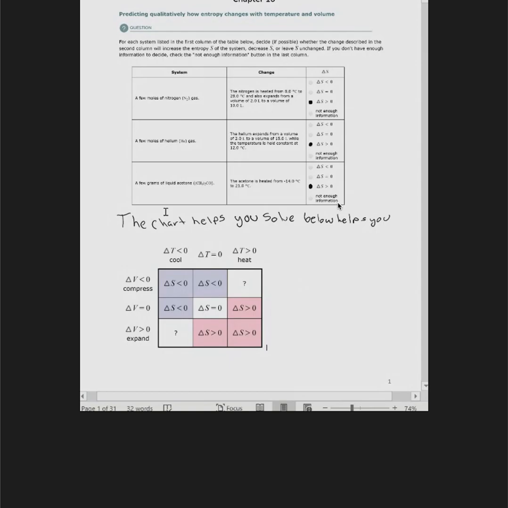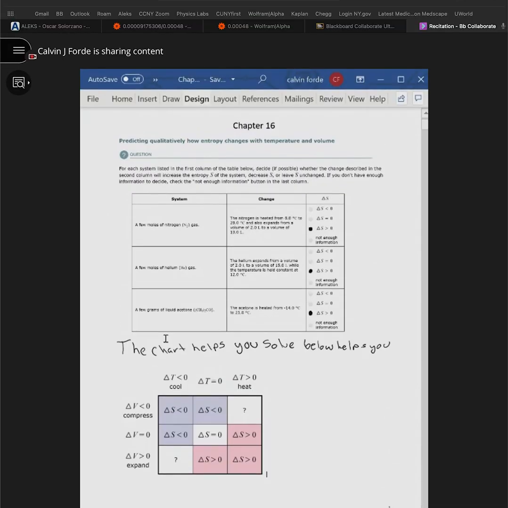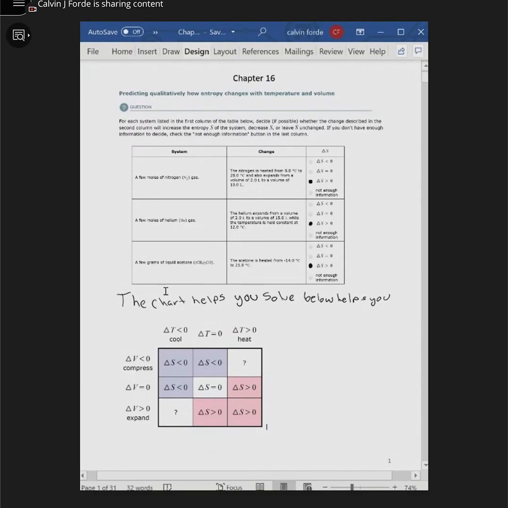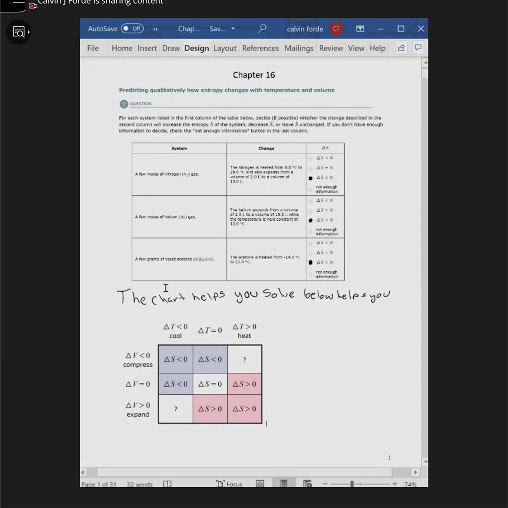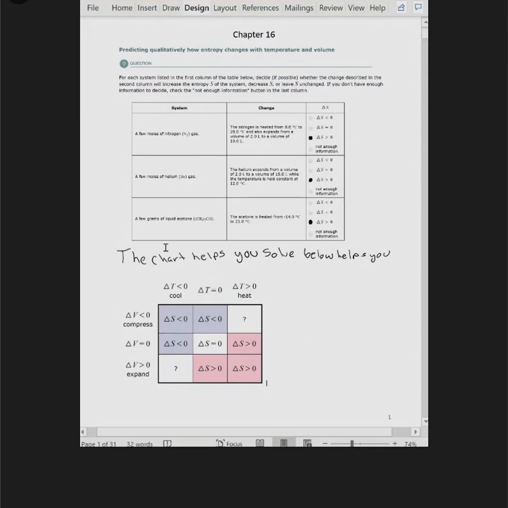So you're basically saying, this is my system, and this is what we're going to do to the system, and this chart helps us get the answer. Same thing here. The helium expands from a volume of 2 liters to 15 liters, while the temperature is held constant. We know temperature is constant and volume expands, so our entropy will also increase.